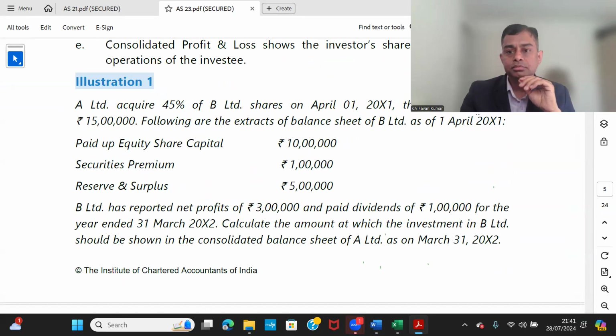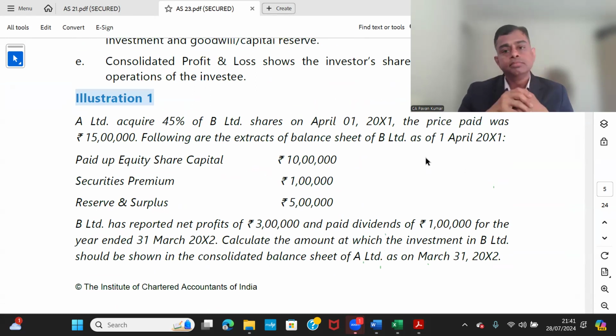Can you read question number 1, please? Illustration 1. A Limited acquires 45% of B Limited shares on April 1, 20x1. The price paid was rupees 15 lakhs. Following are the extracts of balance sheet of B Limited as of 1st April 20x1. Paid up equity share capital rupees 10 lakhs. Securities premium 1 lakh. Reserves and surplus rupees 5 lakhs. B Limited has reported net profits of rupees 3 lakhs and paid dividends of rupees 1 lakh for the year ended 31st March 20x2. Calculate the amount at which the investment in B Limited should be shown in the consolidated balance sheet of A Limited as on 31st March 20x2.